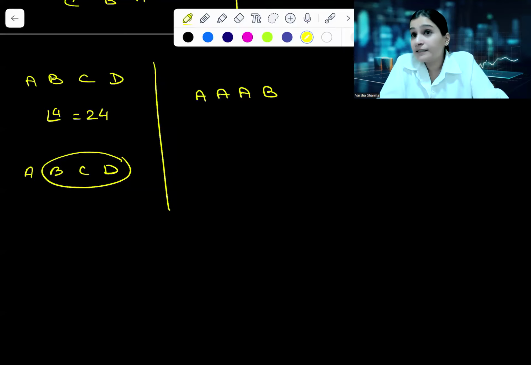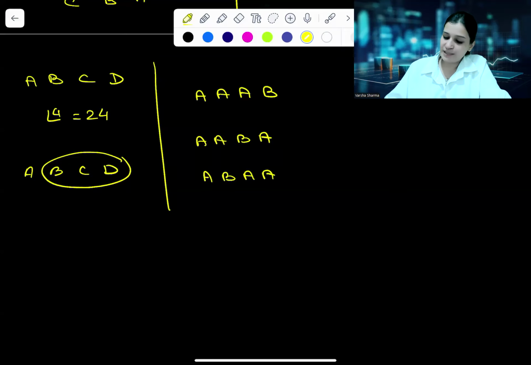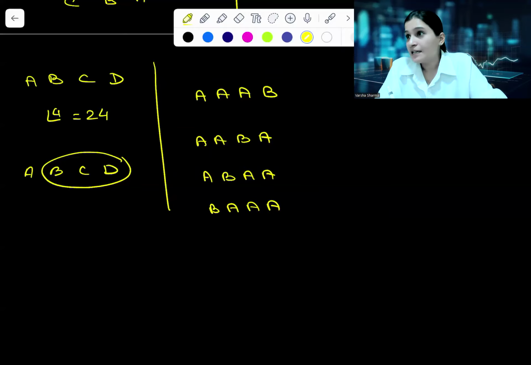Now, instead of this, I'm saying that I have A, A, A, B. So technically, four letters. So I should have had factorial 4, 24 words. But no, that's not the case. How? This is one possibility. Second possibility. Third possibility. Fourth possibility. Yes or no? These are the four possibilities. So the answer is not 24. And again, it is not 24 by 2 also. So that means dividing by 2 is not universal. So how do we do that?